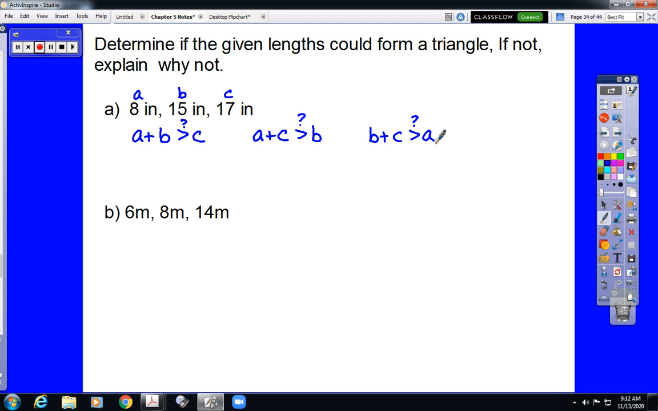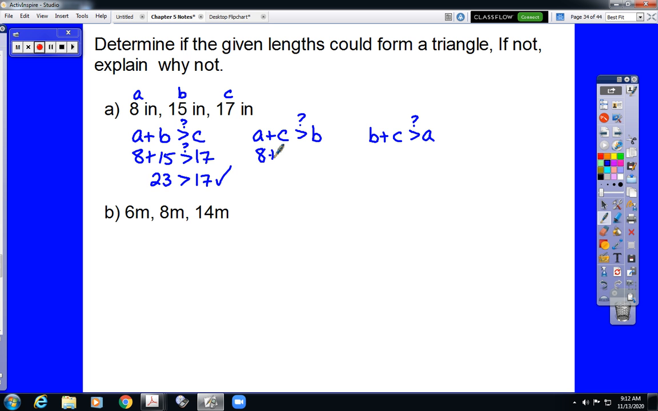Okay, so we go in here and we say, okay, 8 plus 15, is that greater than 17? And this should be relatively simple. I mean, 15 plus 8, that's 23. Is 23 greater than 17? Yes, it is. Okay, we move on.